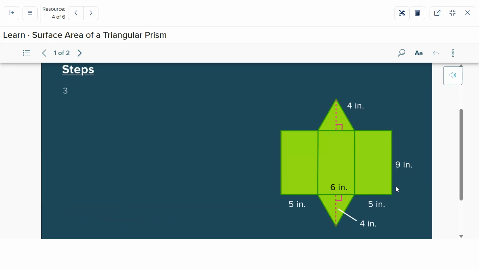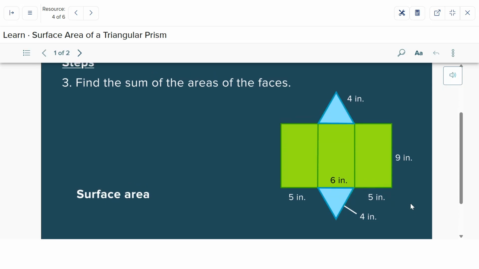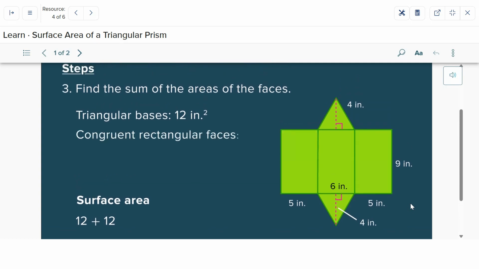Finally, find the sum of the areas of all the faces. Add the areas of the two triangular bases, the two congruent rectangular faces, and the third rectangular face.